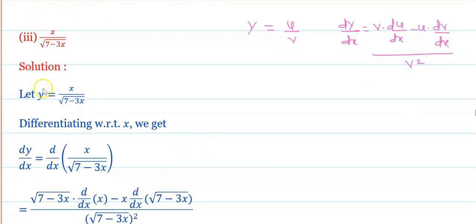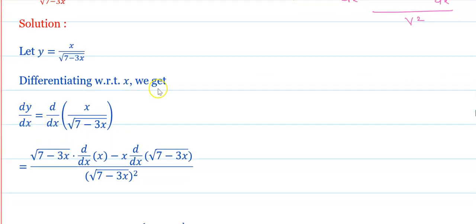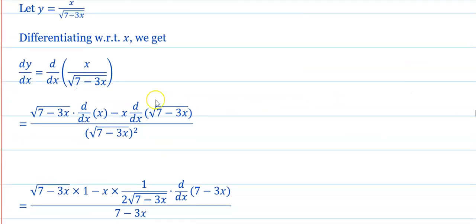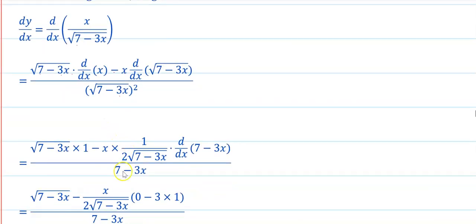Okay. Now see this here, y is equal to x upon root of 7 minus 3x. Therefore, differentiating with respect to x, we get dy by dx is equal to d/dx of x upon root of 7 minus 3x. With the quotient rule, first we write here v. v is root of 7 minus 3x into d/dx of x minus u into d/dx of v, upon v squared. What does v squared mean? Root of 7 minus 3x bracket squared. Bracket square and root sign get cancelled and then you will get 7 minus 3x. Root of 7 minus 3x, derivative of x is 1, minus x into root of 7 minus 3x.